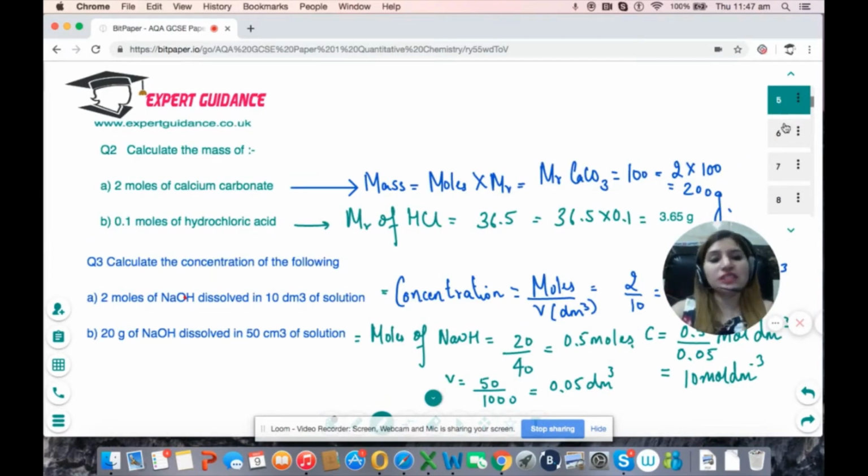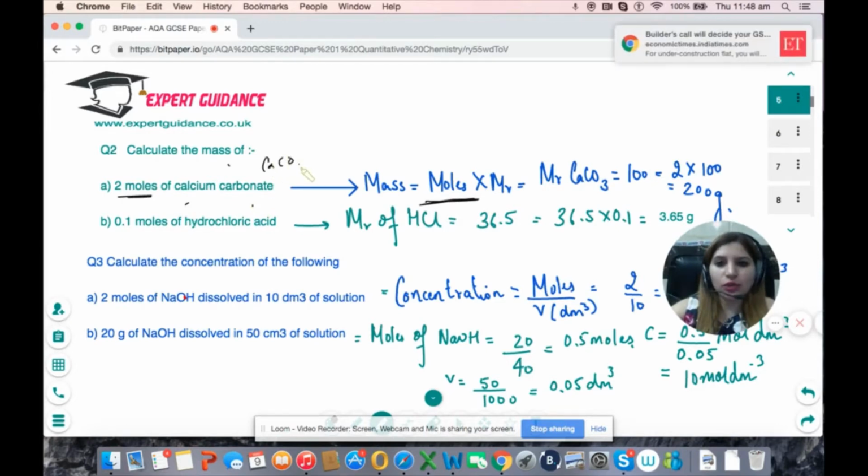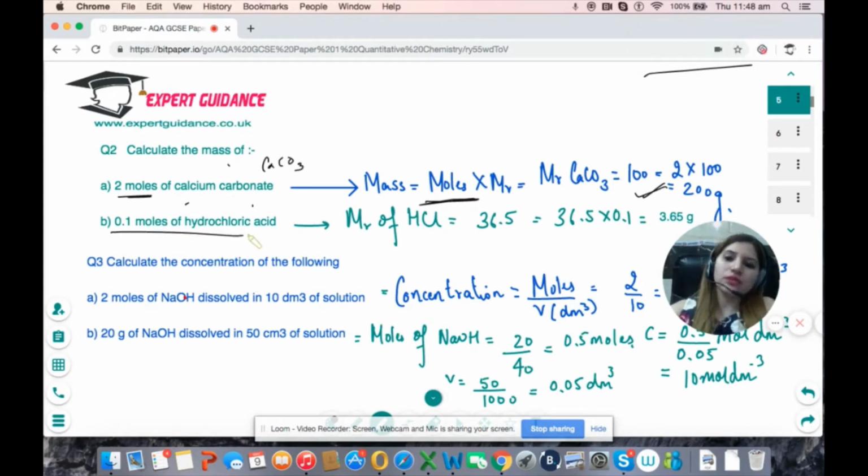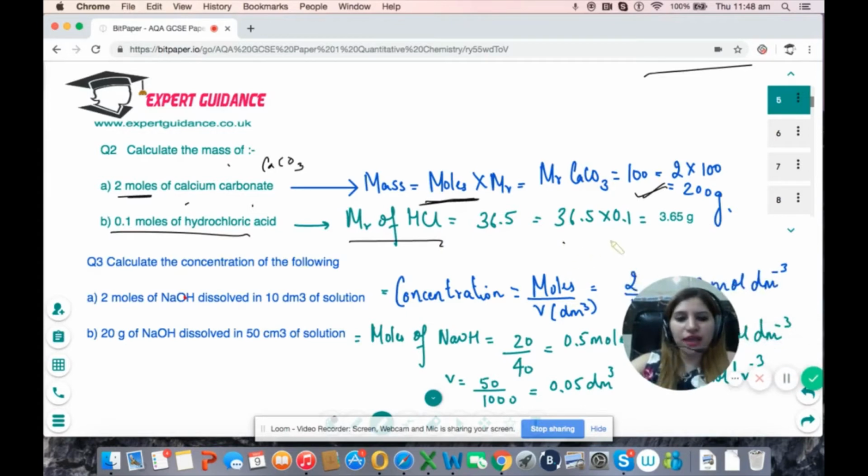So we will use the same triangles. If you have the moles, you can times the moles by the MR to find the mass. So if there's 2 moles of calcium carbonate, CaCO3, the MR of CaCO3 is 100. So 2 times 100, 200 grams will be the mass of 2 moles of calcium carbonate. 0.1 moles of hydrochloric acid, MR of hydrochloric acid is 36.5, times by 0.1. That will give you 3.65 grams.